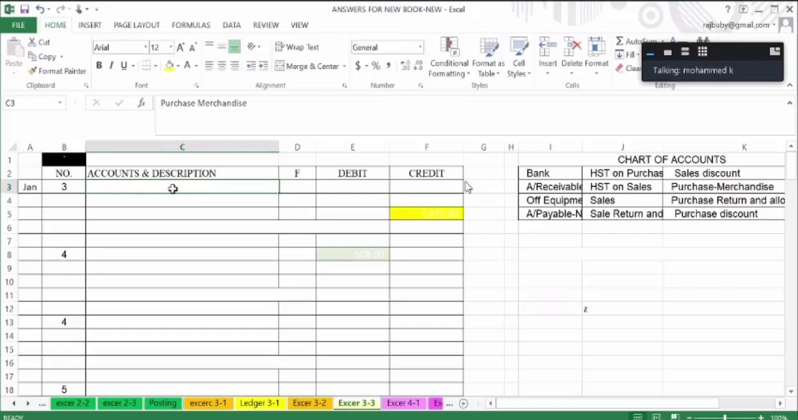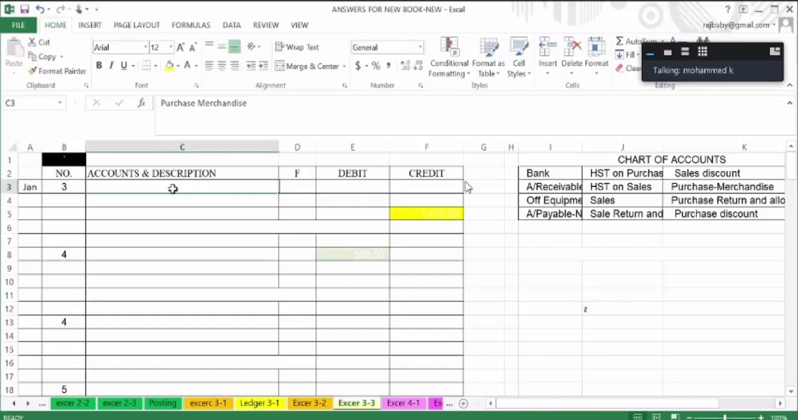Next exercise, that is 3-3. So exercise 3.3. Record the following transactions in the general journal, complete with appropriate explanations. Returns and allowances on purchases and sales of merchandise are to be recorded in the purchases returns and allowances and sales returns and allowances accounts. Okay, so chart of accounts, you can see.